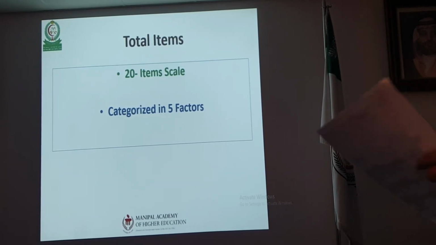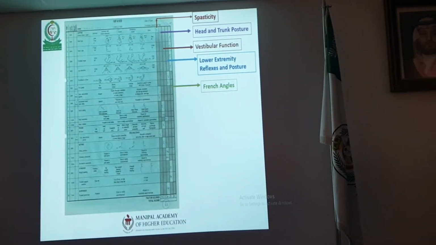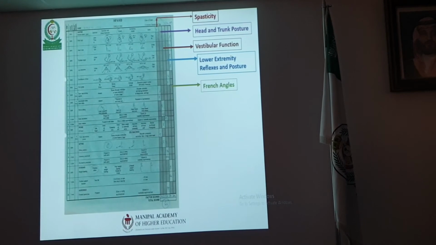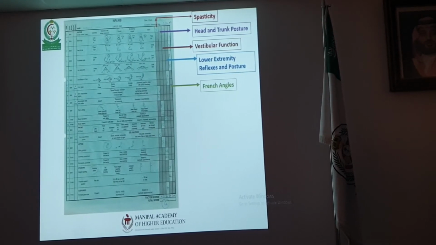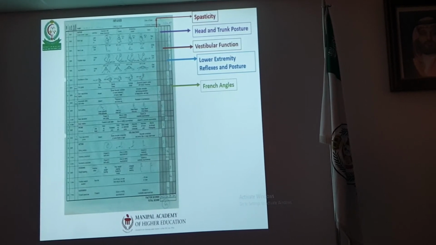Now, what are those factors? I want you to write down these factors as they are written in the column, otherwise you will make mistakes again. The first column is spasticity. These are the factor names. The second column is head and trunk posture. The third column is vestibular function. The fourth column is lower extremity reflexes and posture. And the fifth column, the fifth factor, is French angles.